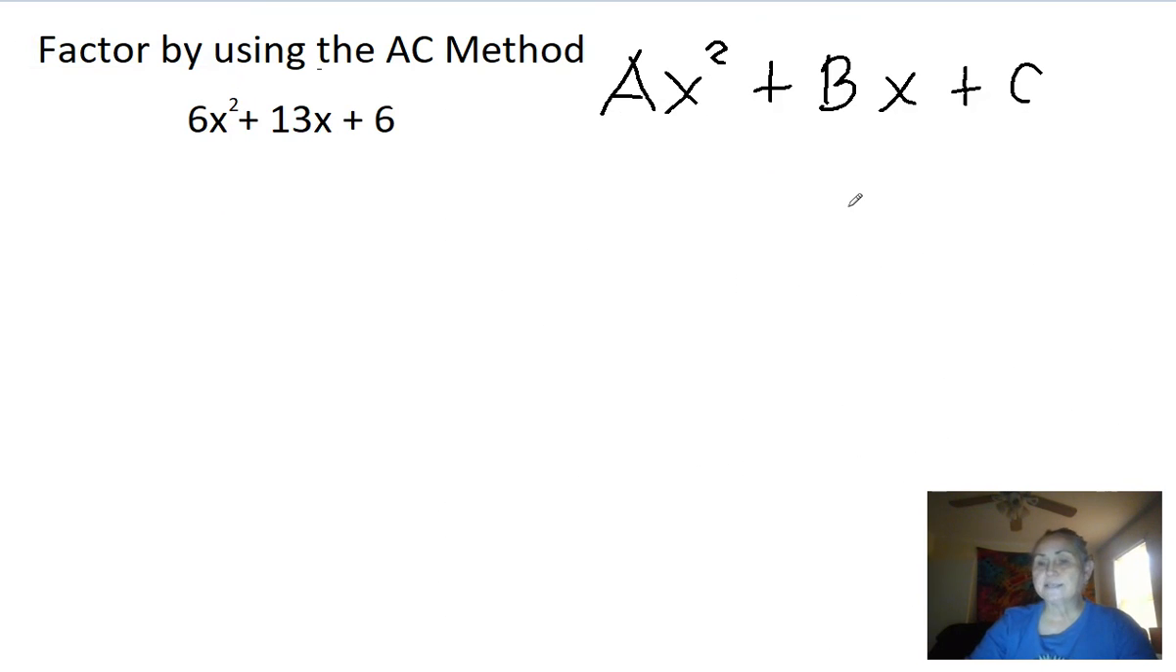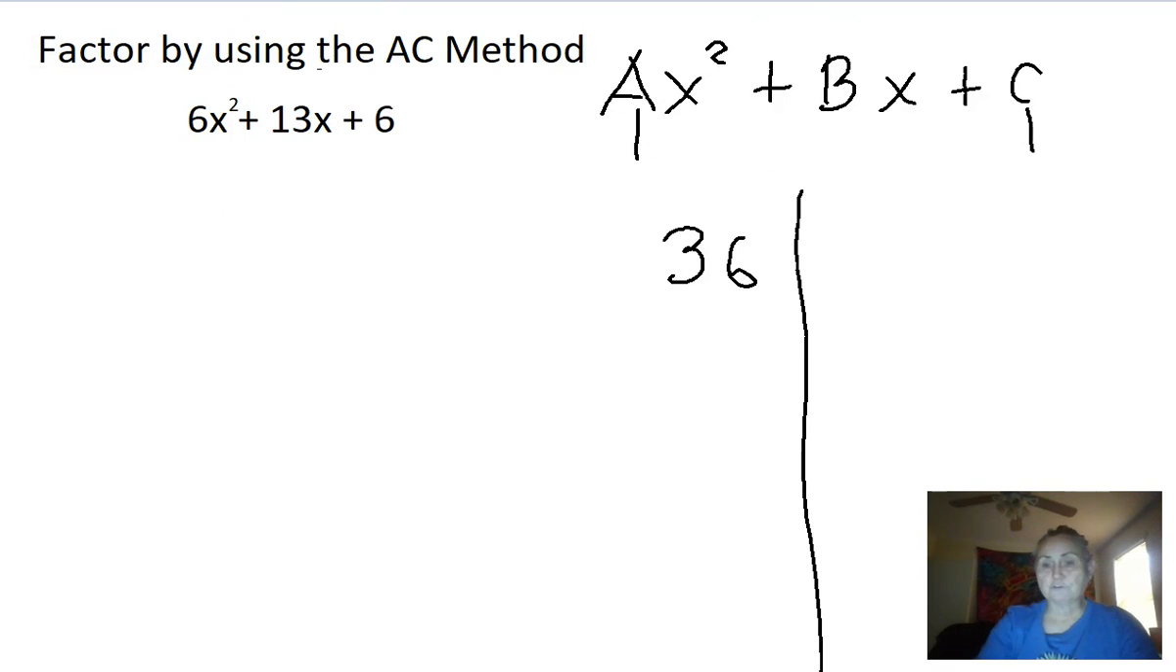Now, where does the AC in the name come from? Well, A is the number in front. That's the coefficient of x squared. C is the number in back. That's the constant. When you multiply those two, you get what we call AC. So 6 times 6 is 36. That's our first important number when we're doing the AC method. This is A times C.